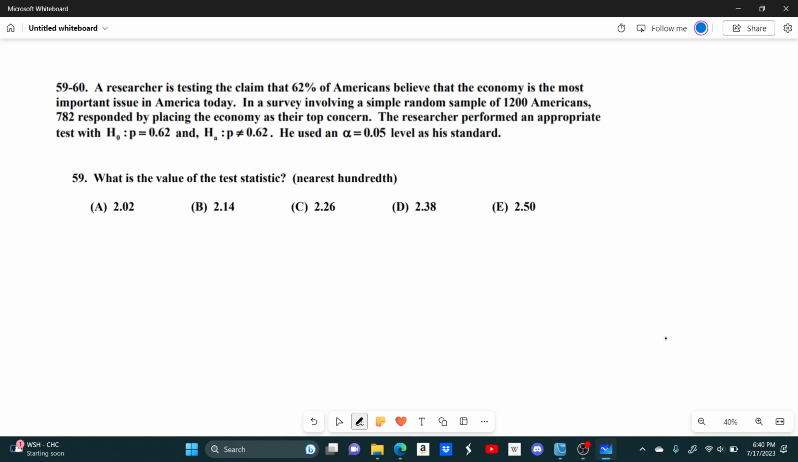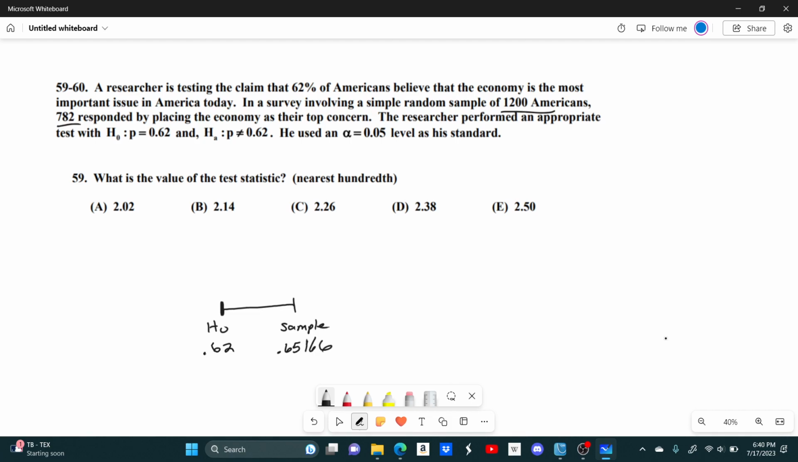So let's say that right here is our null hypothesis, right? This is at 0.62. And over here, this is our alternative hypothesis, that the proportion is not equal to 0.62. But what this point over here is, it's what came out in our sample. So in this case, we have 1,200 Americans and 782 of them responded yes. So that's a proportion of 0.65166.